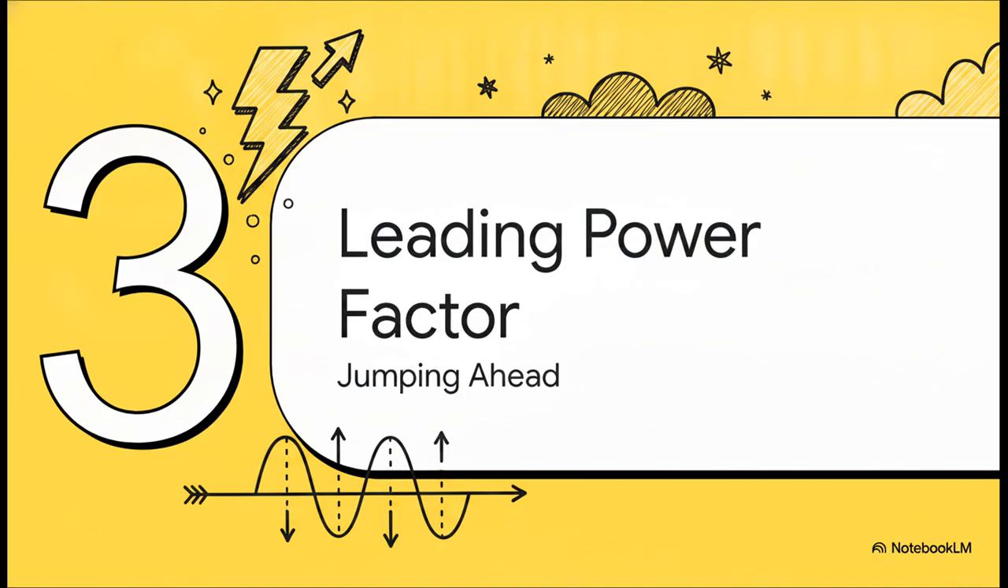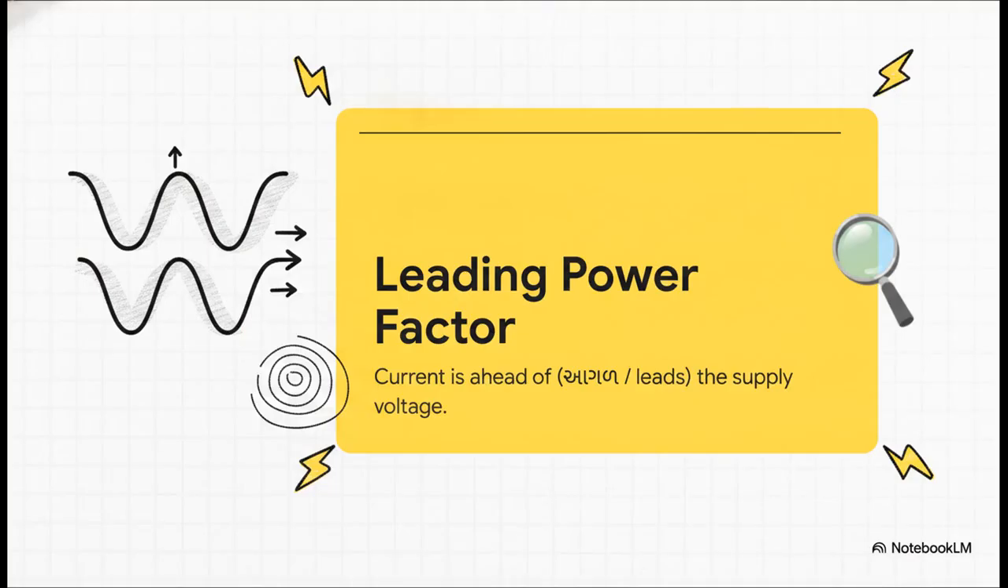Moving on to section 3, leading power factor, jumping ahead. So if we look at point number 2 from our text, we hit the exact opposite scenario, the leading power factor. This happens when the current is actually ahead of the supply voltage. The operative Gujarati word here is agal, which translates to ahead or forward. Basically, in this setup, the current is essentially anticipating the voltage. It's hitting its marks before the voltage even gets there.